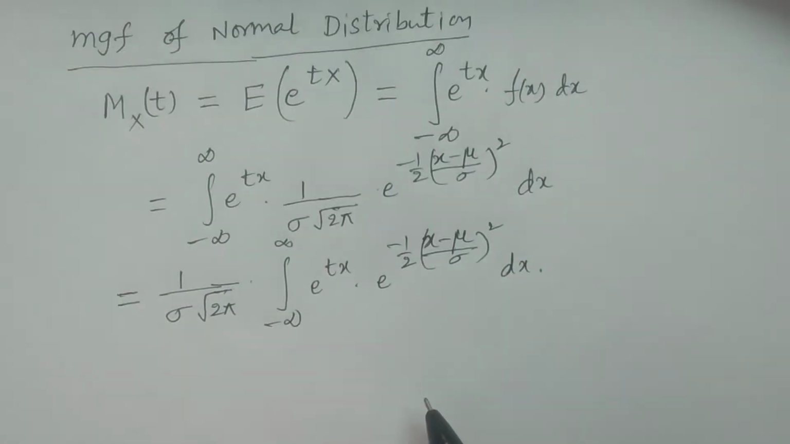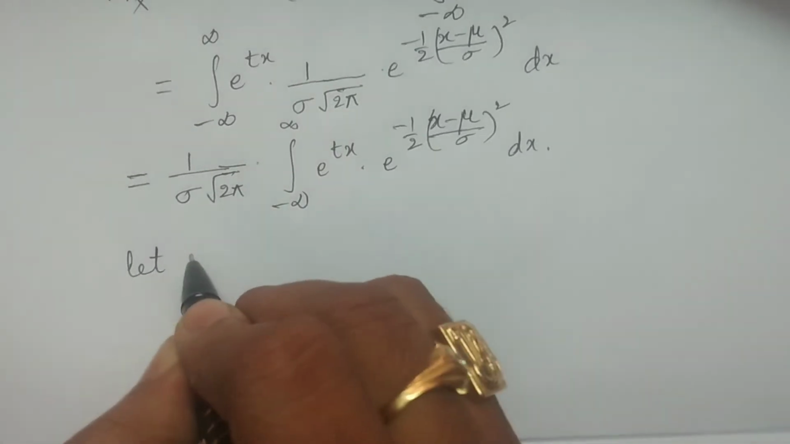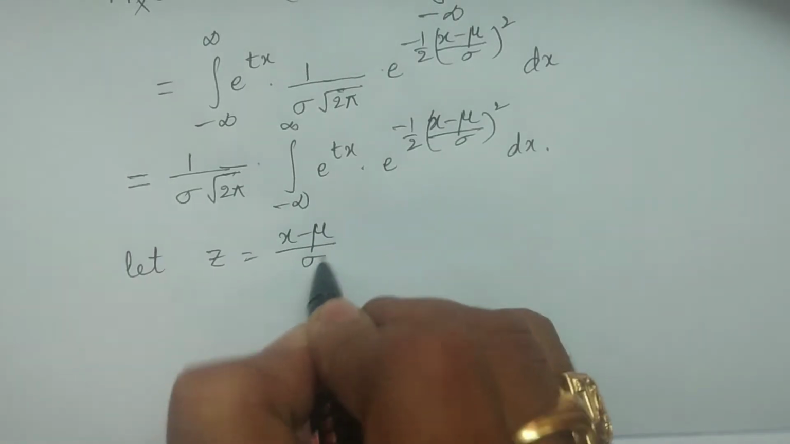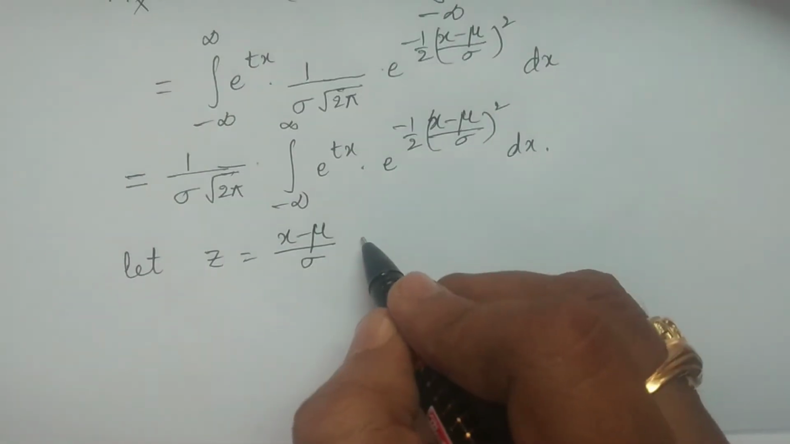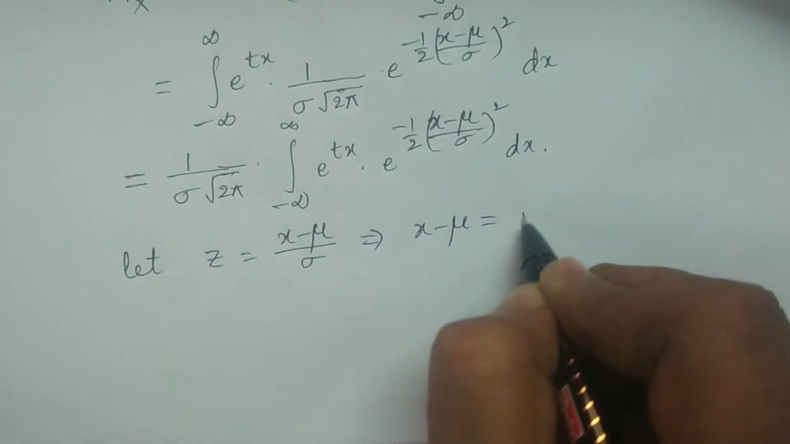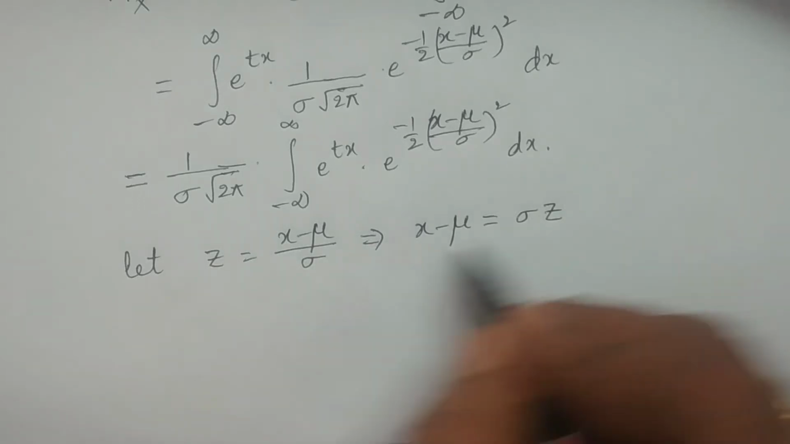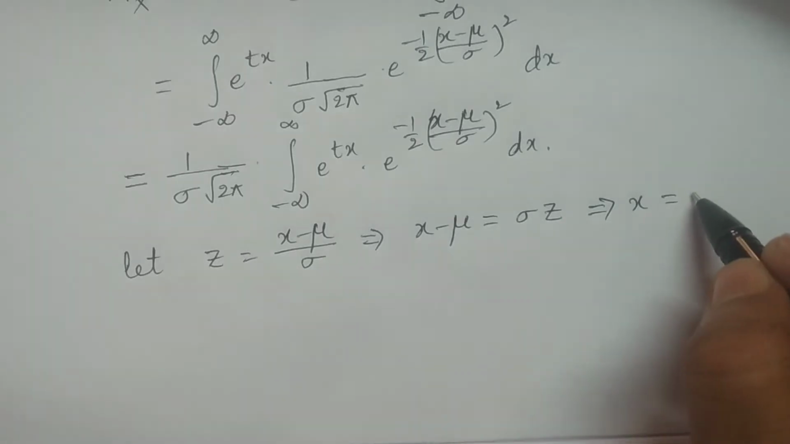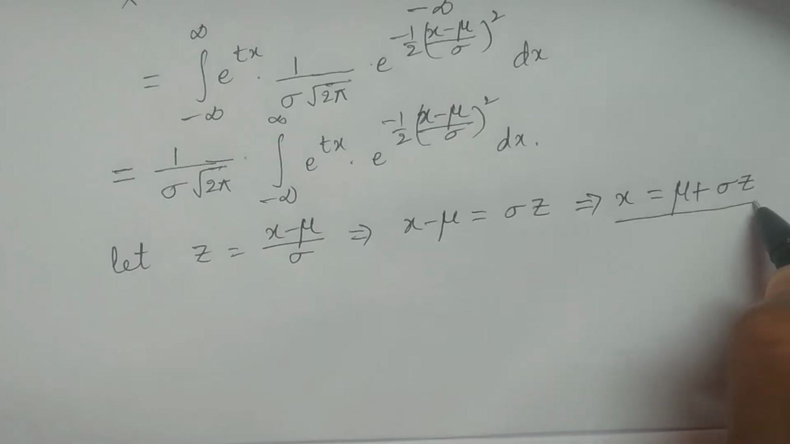Now, to resolve this integration, let z is equal to (x minus mu) by sigma. What is z? Z is a standard normal variate, we know that. Which implies x minus mu is equal to sigma z, which implies x is equal to mu plus sigma z. So this is what x is.